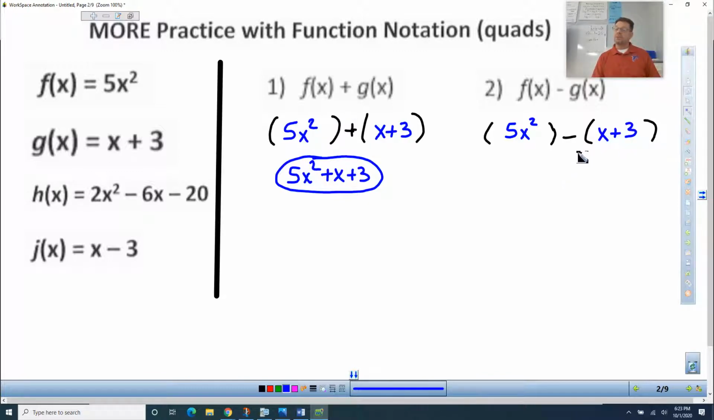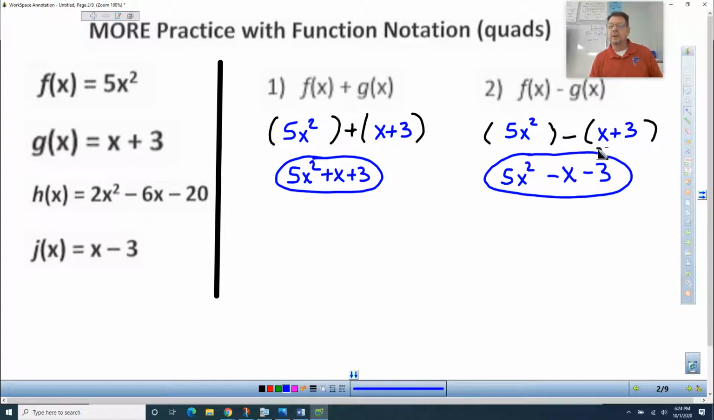Okay, but this is a little different. We have that negative. Does that negative only affect the x? No, it affects everything in the parentheses thereafter, because it says the opposite of g of x. The whole thing is opposite. So I bring down my 5x squared, and that turns into a negative x, and then a negative 3. We don't have any like terms, so we're all done. So that was a little different. Adding a couple of functions and subtracting them are very similar, but we do need to distribute the negative sign because it affects the whole thing.